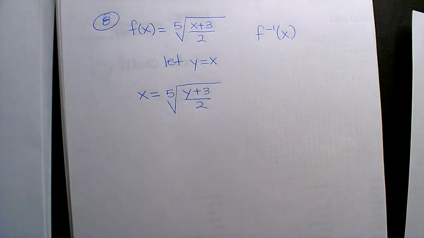Right. Switch the X and Y, right? I'll go to Desmos after. We'll type it in. We'll see if it's correct. We'll talk about the domain and range just so you get used to it. Okay, this is a fifth root.